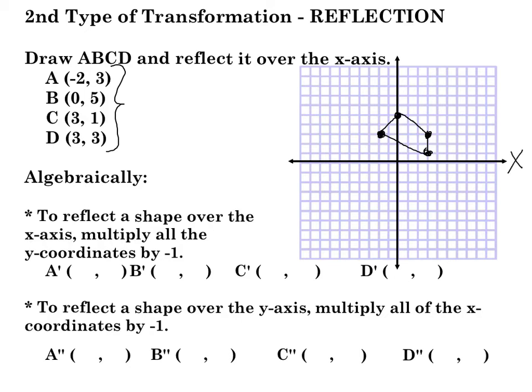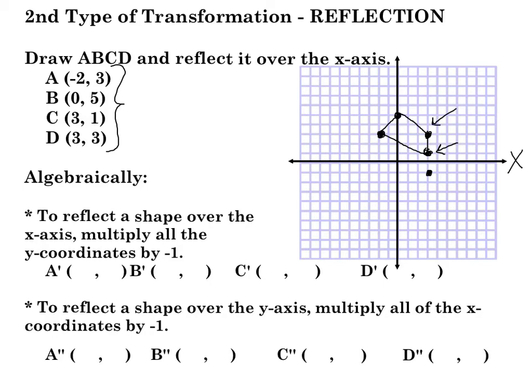Remember that this is the x-axis right here. So what we want to do is flip this image over so that it's almost like a mirror, except it's down below. So what we want to look for is this point right here is 1 up from the x-axis. So we're going to count 1 down from the x-axis, and that's where our new point's going to go.